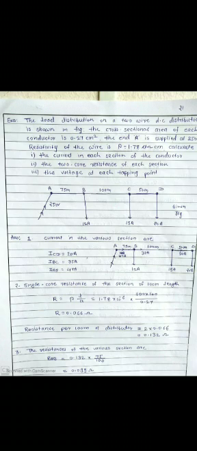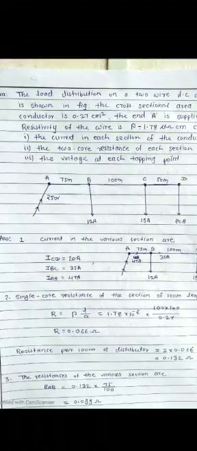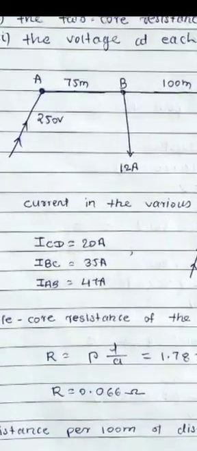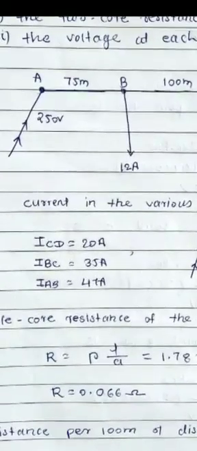So we conclude that the current in section AB, that is IAB, is equal to 47 ampere, the current in section BC, that is IBC, is equal to 35 ampere, and the current in section CD, that is ICD, is equal to 20 ampere. Like that we calculate the current in the various sections.